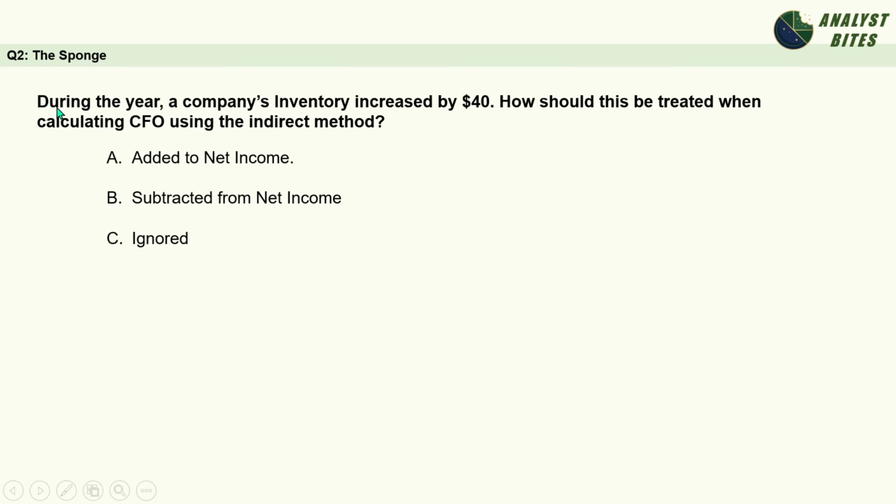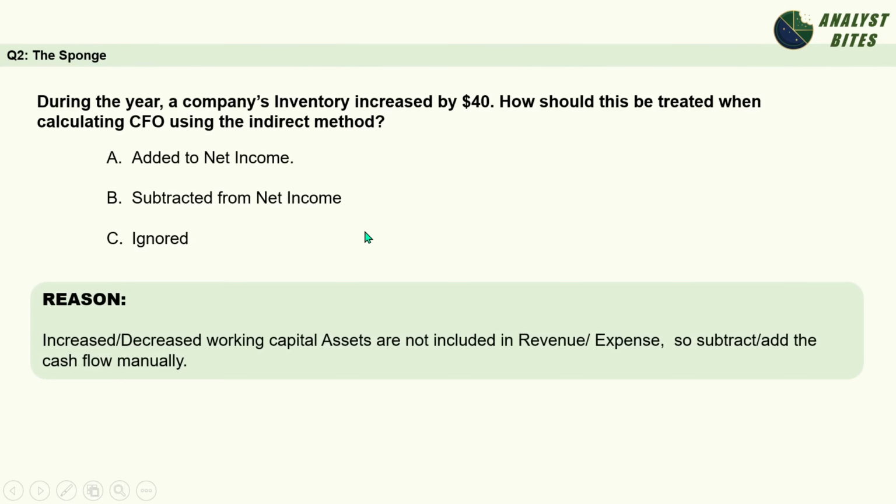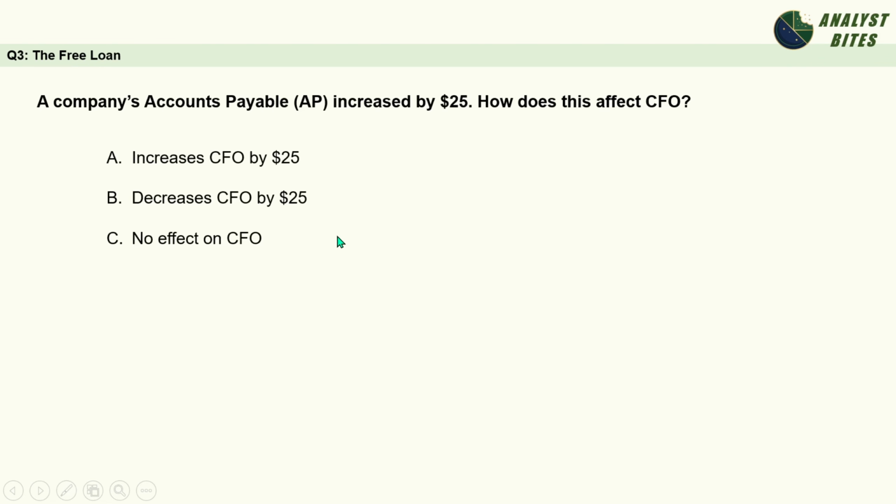Now let's look at question 2. A company's inventory increased by $40. Do we add or deduct it for CFO? Picture that full warehouse and empty wallet. An inventory increase means you bought more goods than you sold. It didn't reduce your net income, but the cash physically left your pocket. Cash out means deduct it from net income. So the answer is B. Done.